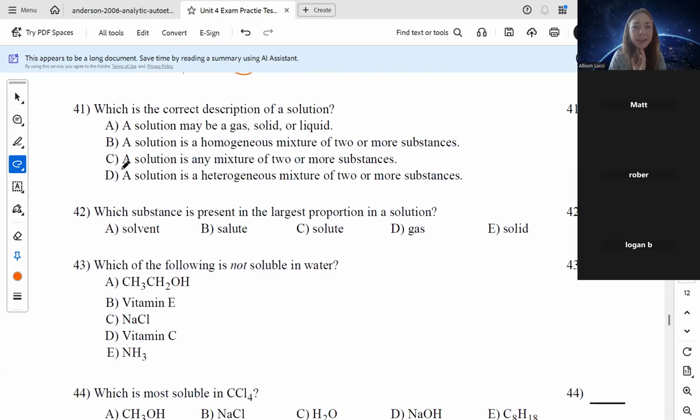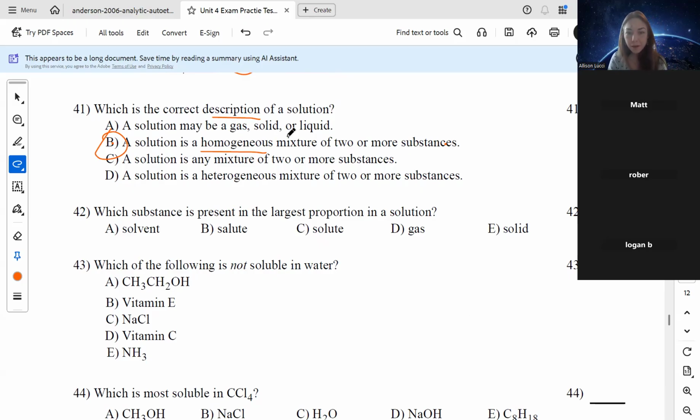So what's a solution? It's a homogeneous mixture, right? It could be gaseous phase. Rarely do we say that we have solid solutions, but there are some alloys that fall into that description. But the best description of a solution is a homogeneous mixture of two or more substances. Whenever you're considering, is this the best answer? Look for the closest match, the definition that can't really be wrong in any scenario.